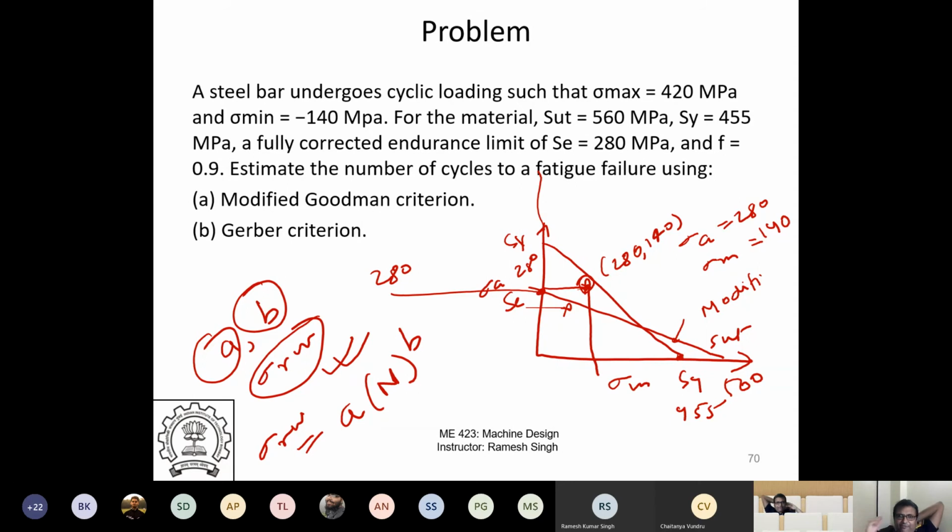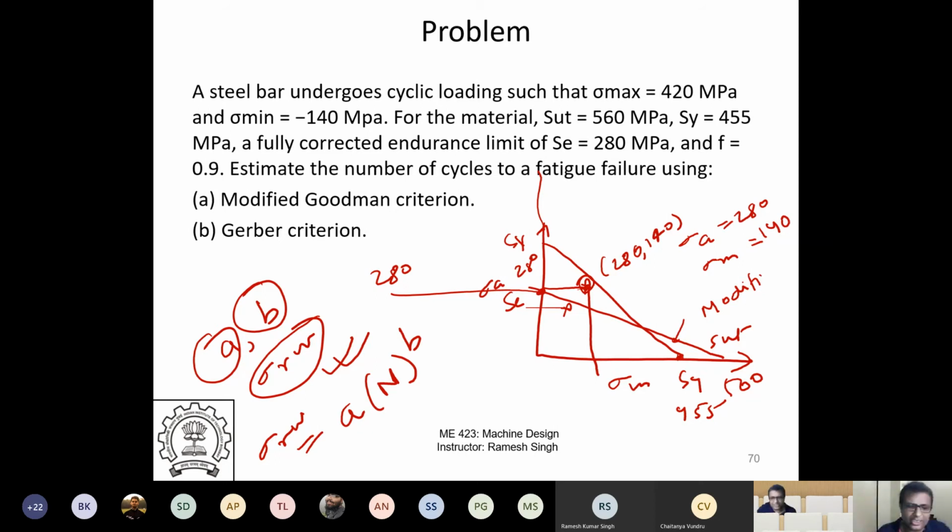How do I find out sigma rev from this condition? That's the only trick here. Everything else is fairly straightforward. The only issue which we have to figure out now is, how do I go and find out equivalent reversible stress? Sigma A is equal to 0? No. I have to use some relationship.